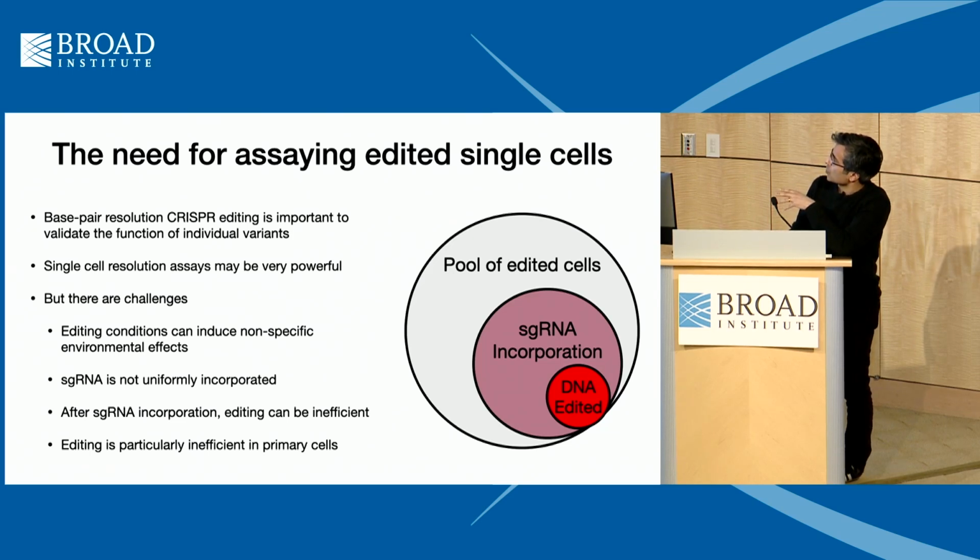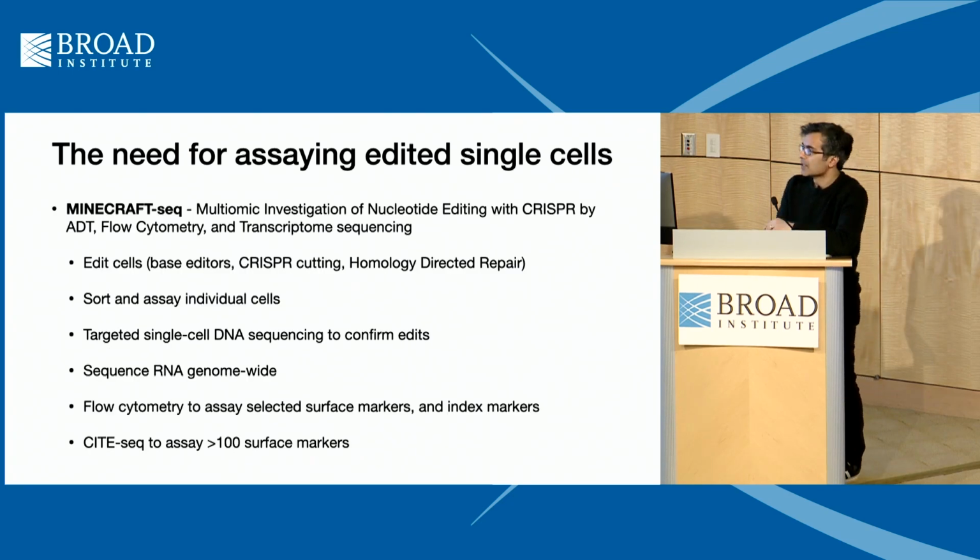If you look at the circle, a lot of times we're doing this kind of work looking at pools of cells. But when you try to edit a pool of cells, only the small red circle of cells are edited. The pool might see some environmental effect. Some subset of them get the sgRNA incorporation. Some smaller subset actually get the edit that you want. So you lose a lot of power when you look in bulk populations or when you sequence sgRNAs. So we developed a protocol called MINECRAFT-seq, which is the multi-omic investigation of nucleotide editing with CRISPR by ADT flow cytometry and transcriptomic sequencing. It's very long.